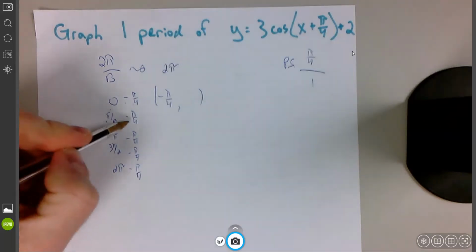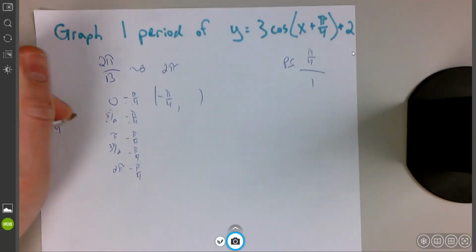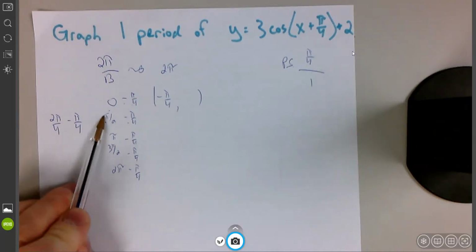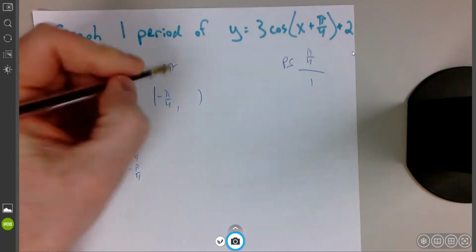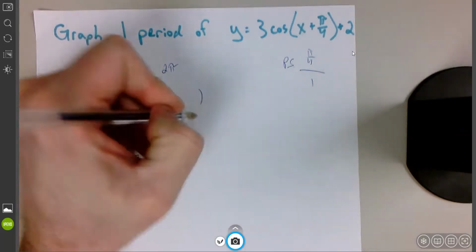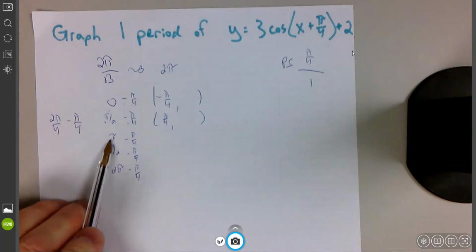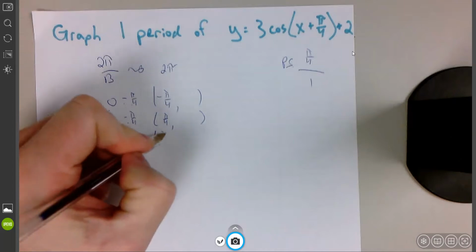Next one, pi over 2 minus pi over 4. Okay, so that's 2 pi over 4 minus pi over 4. All right, pi over 2, I multiply the top and bottom by 2 to get common denominators. 2 pi over 4 minus 1 pi over 4 is just a positive pi over 4. And actually from there, well, we'll do one more. This next one, 4 pi over 4 minus 1 pi over 4. That would be 3 pi over 4.